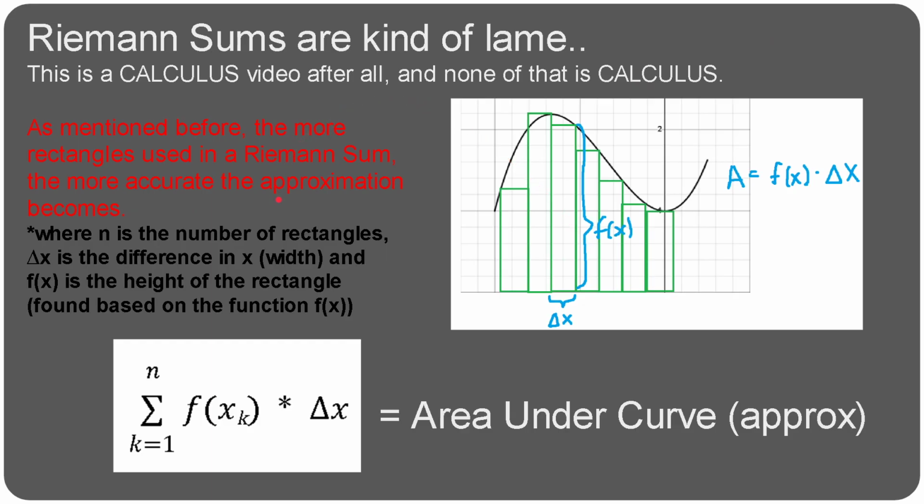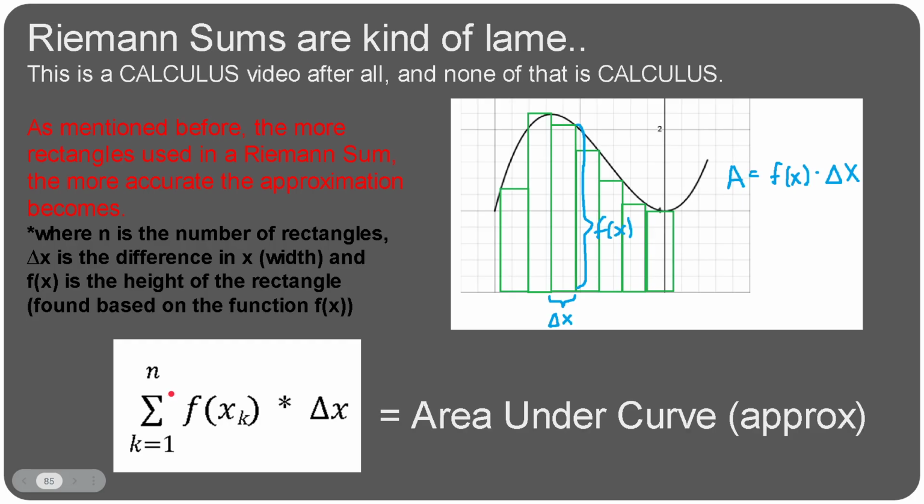As mentioned before, the more rectangles that you use in a Riemann sum, the more accurate your approximation becomes. That's a really important thing for Riemann sums, and that's where the integration comes in. So we're gonna do some quick notation right here. N is the number of rectangles. Delta x is the difference in x, and then f of x is the height of the rectangle. So it's the height of the function. And we're going to have this right here. This is the formula basically for a Riemann sum.